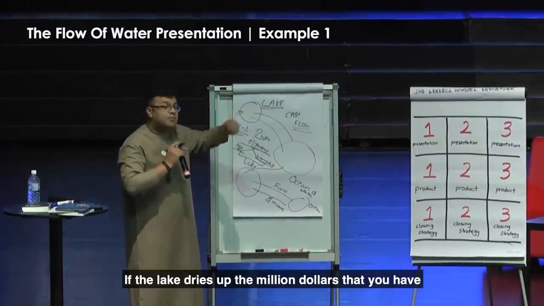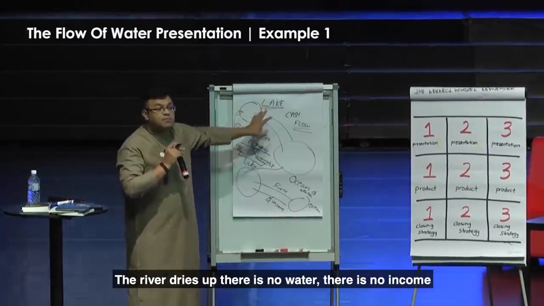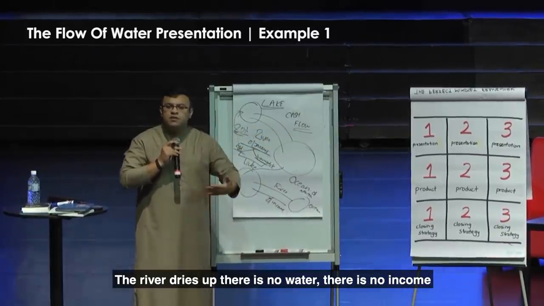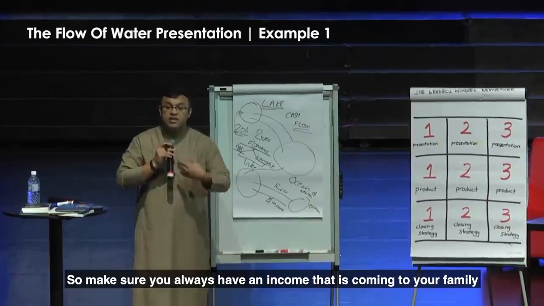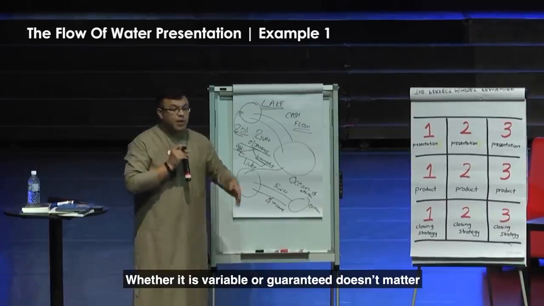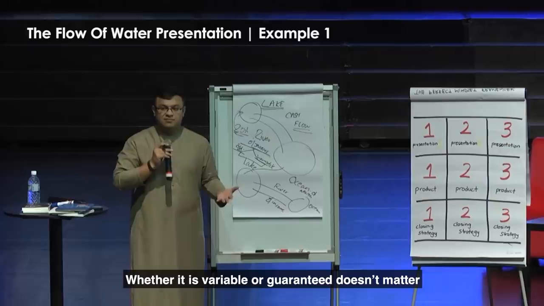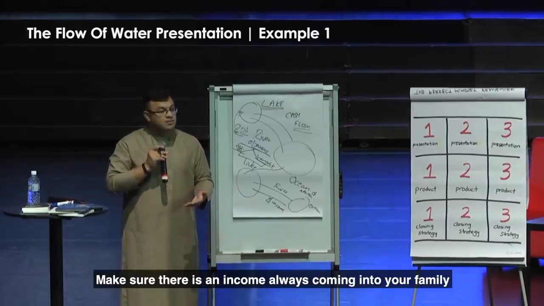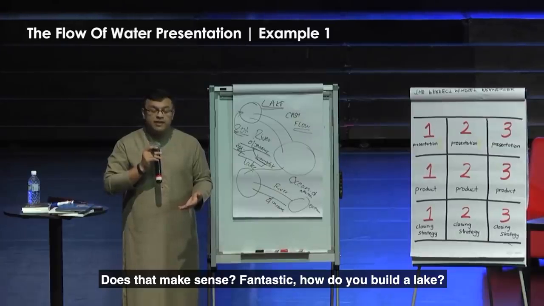If the lake dries up, the $1 million that you have, the lake dries up, the river dries up. There's no water. There's no income. So make sure that you always have an income that's coming to your family. Whether it's variable or guaranteed doesn't matter. Make sure there's an income always coming to your family. Does that make sense? Fantastic.